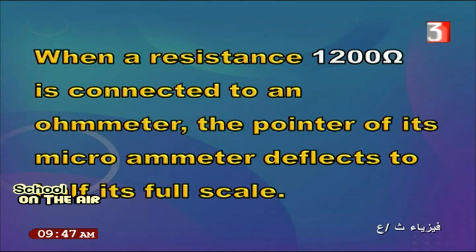When we add a certain resistance and the pointer of the device deflects to half its full scale, we know for sure that the resistance of the ohm meter is equal to that added resistance. So the resistance of the ohm meter equals 1200 ohm.